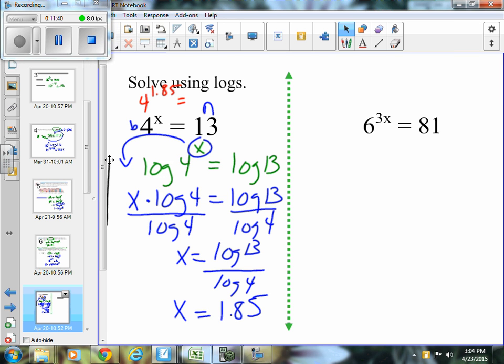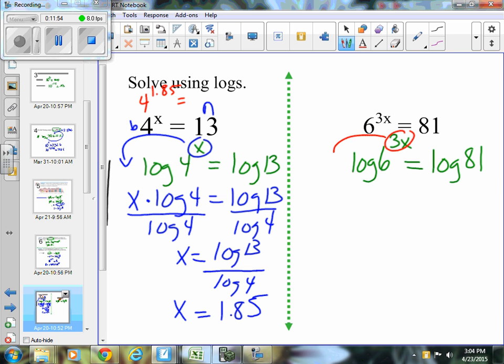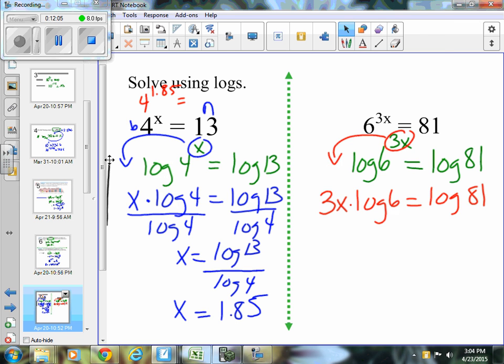I want to kind of talk to you about what happens if it's not just an x up there. There's no whole number that's going to give me that answer, so I'm going to go ahead and use the opposite operation, the inverse operation, and take the log on both sides, which allows me, once again, to bring down that exponent. But notice the exponent is an expression. So 3 times x times the log of 6 equals the log of 81. Remember, log of 6, log of 81, just numbers. How do you solve for x?